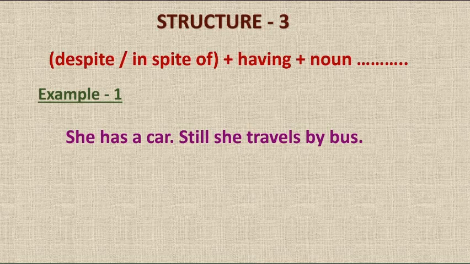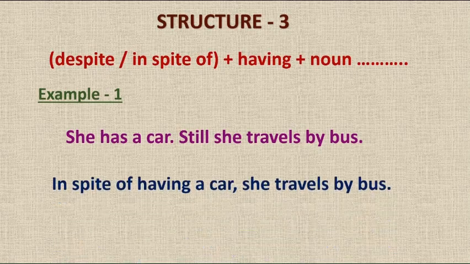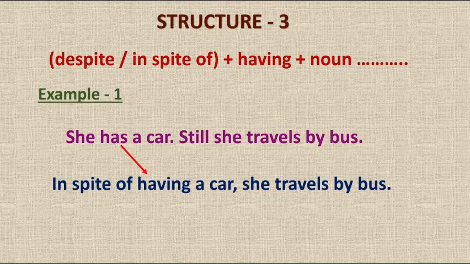You can see here, she has a car. So has is there. We change has into having. Let us see how to write this. In spite of having a car, she travels by bus. We began the sentence with in spite of. Then we changed has into having. Then we changed the full stop into a comma. Then the word still, we don't need it.